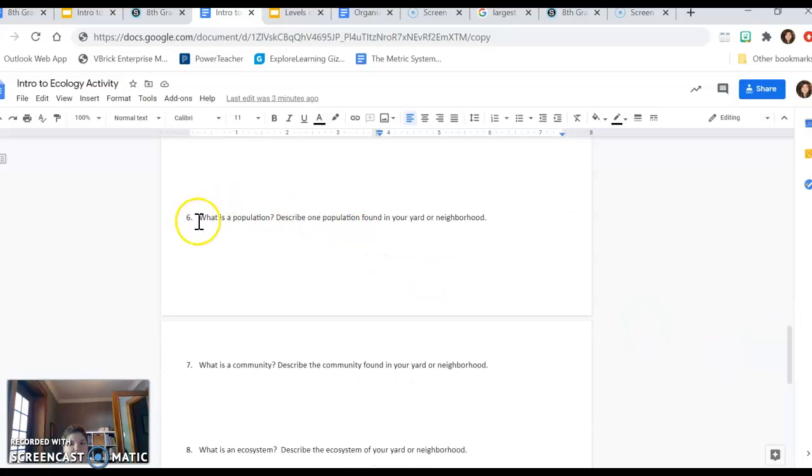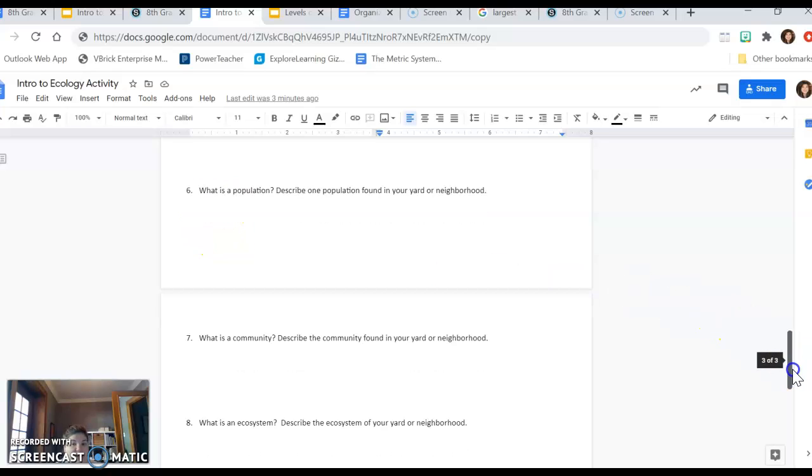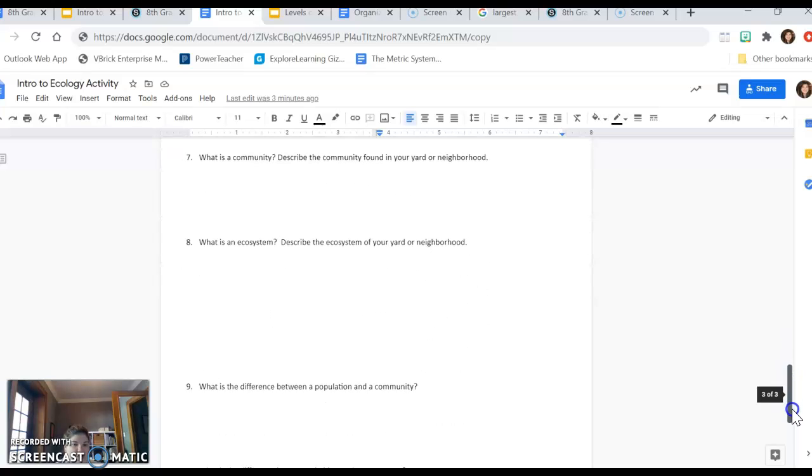What is a population? So you're first going to answer what a population is, then you're going to describe one in your neighborhood. So you'll list what a population is based off of the notes from your instructor, and then answer the rest of the question later on your own. Same for number 7 and number 8.